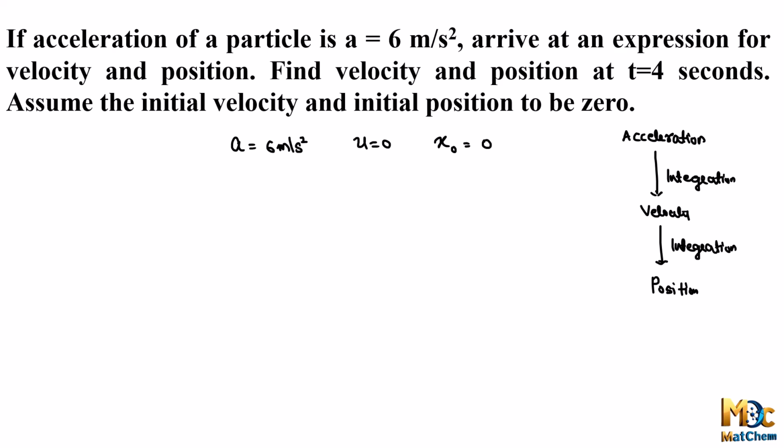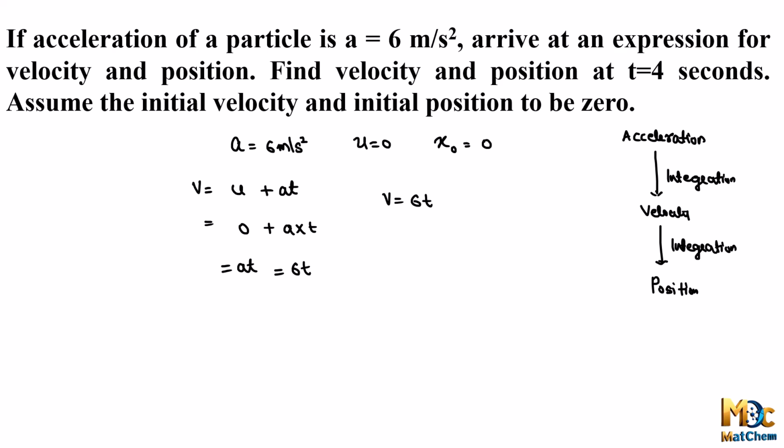So we know that according to equations of motion, v is equal to u plus at. We know u is equal to 0, plus acceleration a into t. That means v is equal to at. They have given that acceleration is 6 meter per second square, so that is equal to 6t. That means the equation for velocity is equal to 6t. Then you need to find out the position.